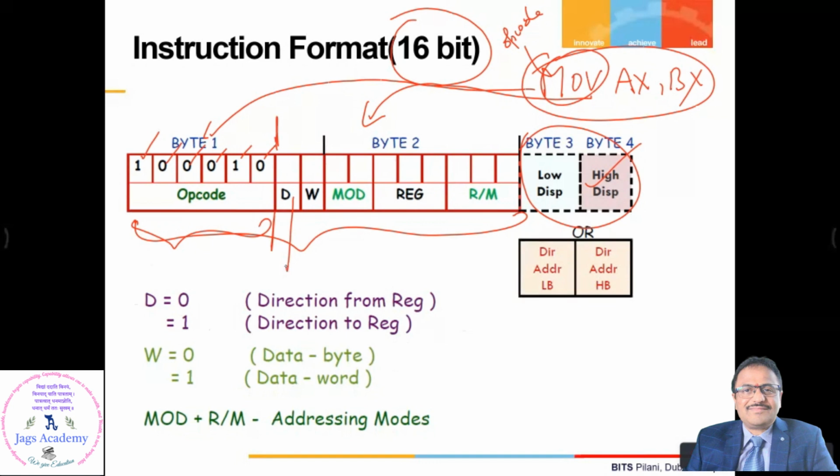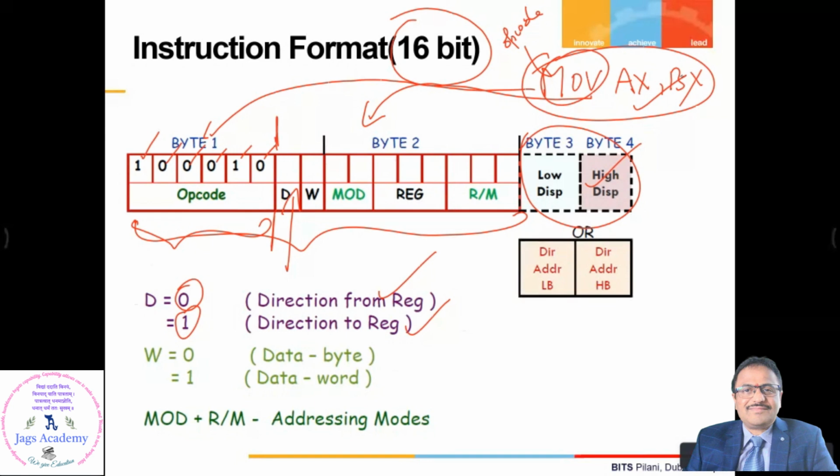Now, the next bit is the D bit. What is this D bit? This D bit is called the direction bit. What exactly does it say? If the data is flowing from the register, it is 0. If data is going to the register, it is 1. You understood this? Now, how can you use that? In this type of instruction, your D can be either 0 or 1.